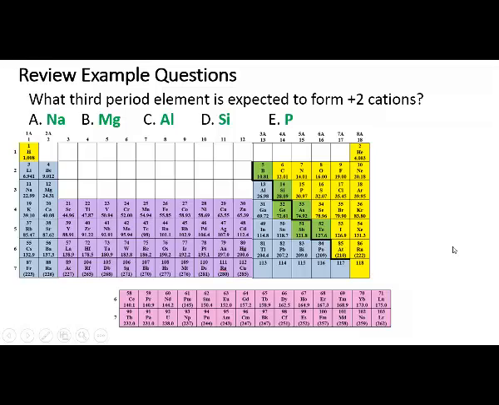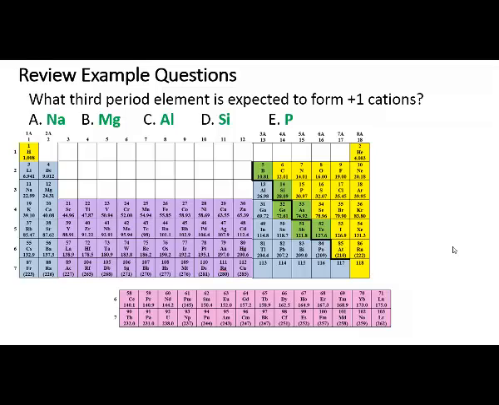Now, if we want to look at which third period element is expected to form +2 cations, we just answered that a minute ago. We know that if we're looking in the third period, we're starting at sodium, and sodium forms a +1 charge, so we go over to magnesium, and we know that the alkaline earth metals would form +2 charges. So it's magnesium that forms a +2 charge.